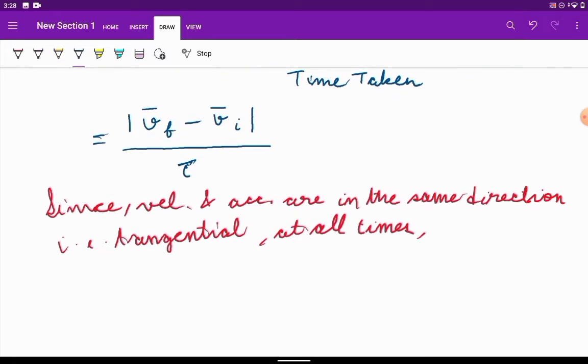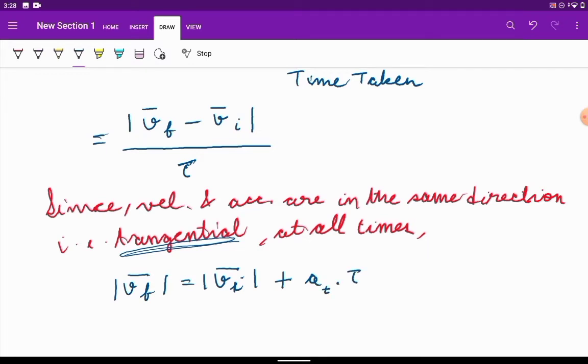We can apply the magnitude of Vf is equal to magnitude of Vi. Magnitude is important here, because the direction is changing. At every point it is tangential. Of course the tangential direction is changing, but it is always tangential. So Vf is equal to Vi plus, we can apply this kinematics equation, plus A, let's call it AT for tangential acceleration, into tau.